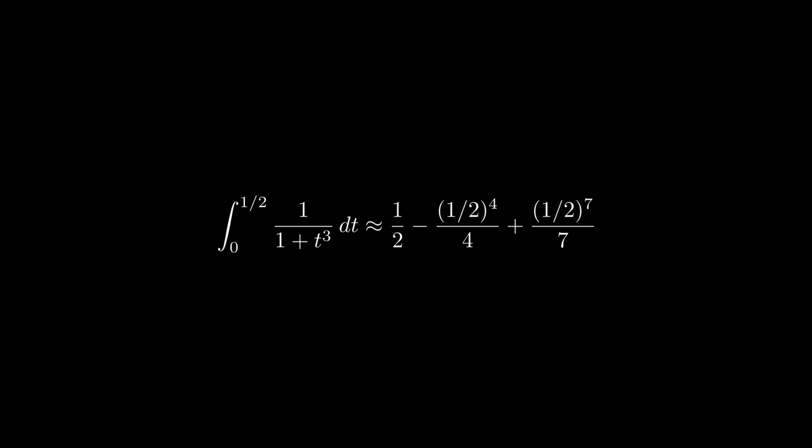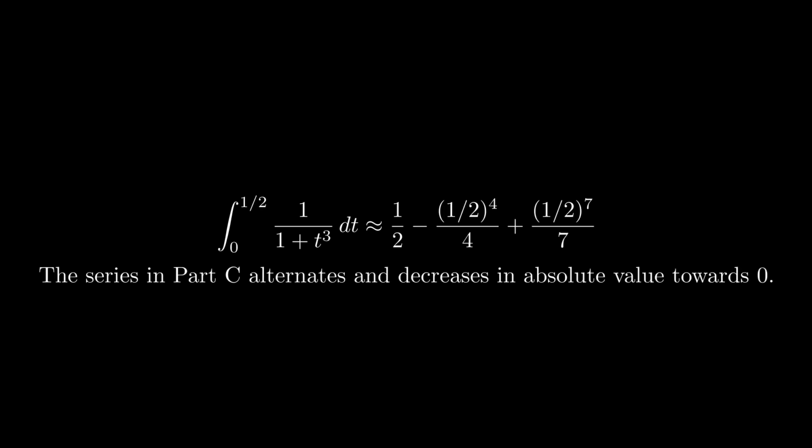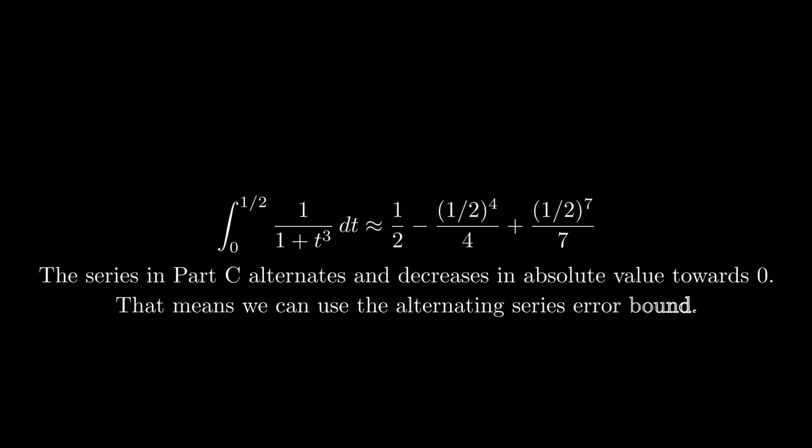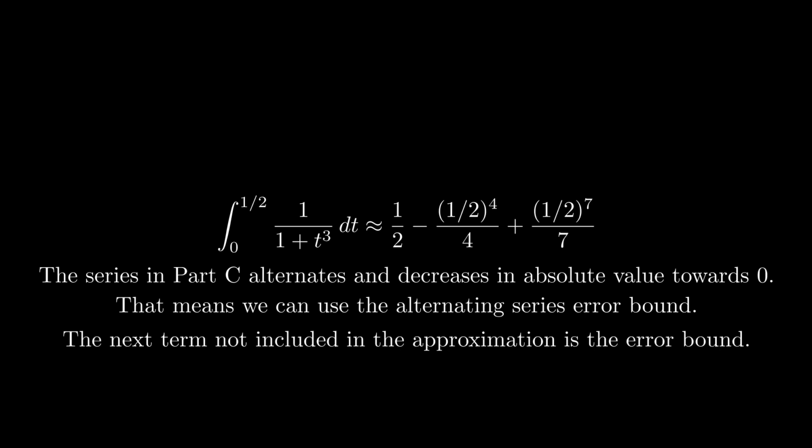And then we know that the series in part C alternates and decreases in absolute value towards 0. That means we can use the alternating series error bound. The alternating series error bound will be the first term that is not included in the approximation. So the next term is 1 over 2 to the power of 10 divided by 10, and that's the error bound. We can find that the error bound is 1 over 10,240, and that's indeed bounded by 1 over 10,000. And we're done with the problem.